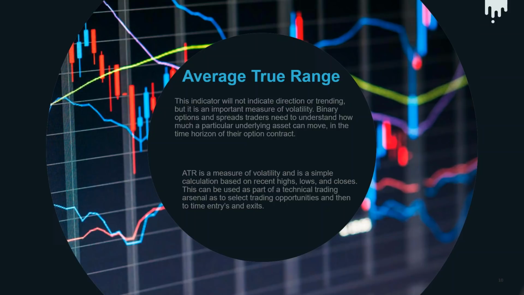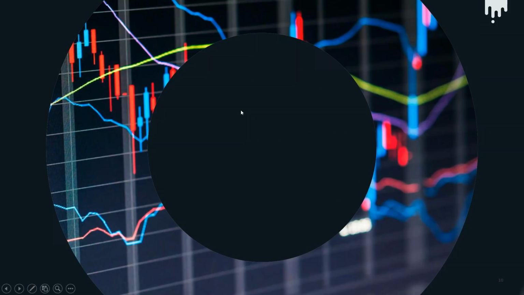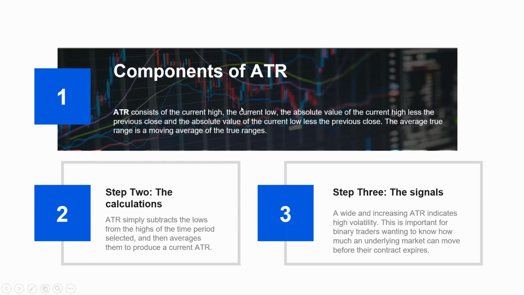As you're getting to know it, all you really need to know is that it's based on recent highs and lows and closes. So a high is obviously the maximum price during a session, the low is the lowest price during the session, and the close is where it finishes a session. So ATR consists of the current high, the current low, and then the absolute value of the current high minus the previous close, and then the absolute value of the current low less the previous close. Again, that's a lot simpler if you just know it's highs and lows and closes. It's really a moving average of the range that the asset travels, is the easiest way to think about it.